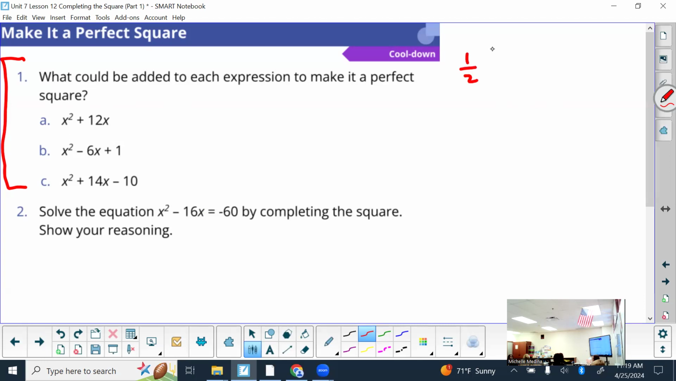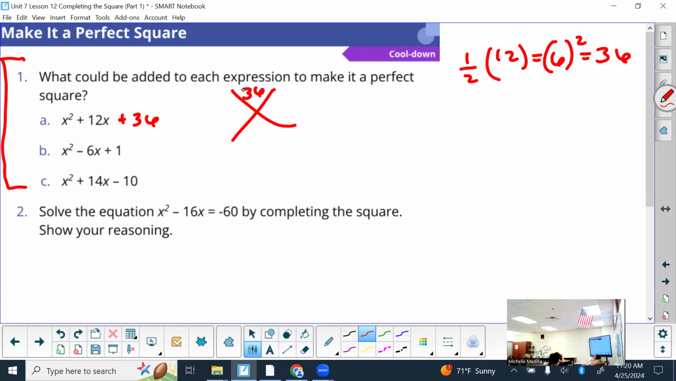So that's a step where we take half of b. What's b? What's half of 12? That's where we take half of b, square it. What's 6 squared? So adding 36 would make it a perfect square trinomial. And when I do factor it, it ends up being a perfect square because it's the same number that makes it work. Does that make sense?